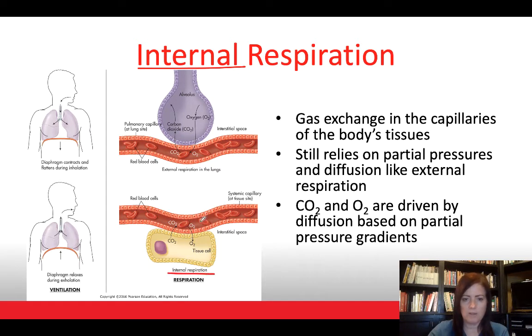We've got oxygen content in the capillaries that's much higher than in the cells, so that's going to drive oxygen into the cells by diffusion. And on the flip side, we have a much higher carbon dioxide concentration in the cell than in the capillary, so carbon dioxide is going to diffuse down its gradient into the capillary. Okay, the opposite of that is happening here with external respiration, which is occurring in the lungs itself. We have the opposite process.